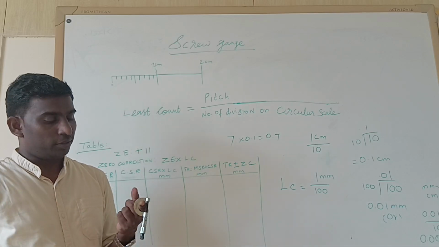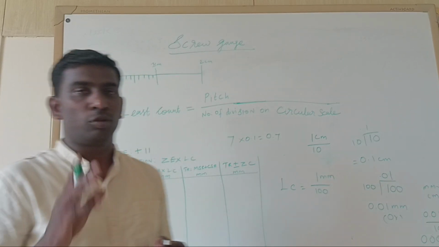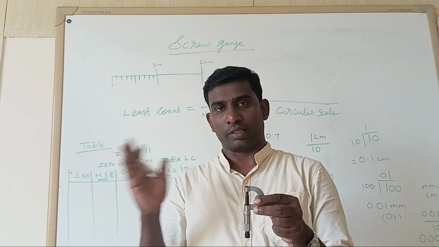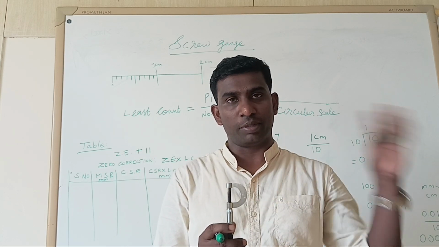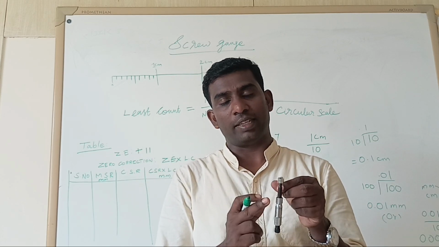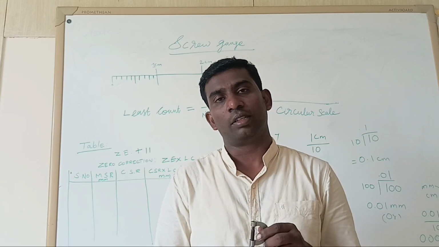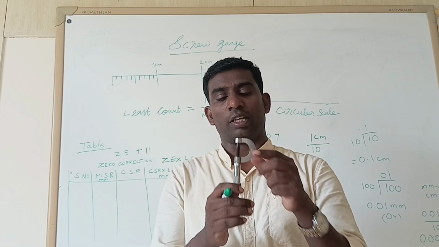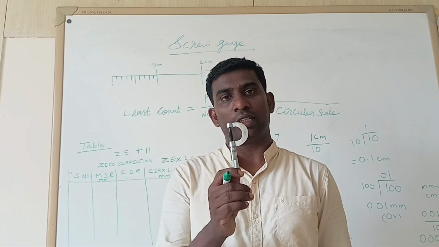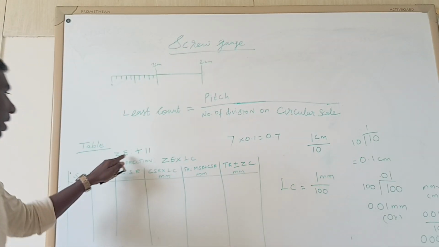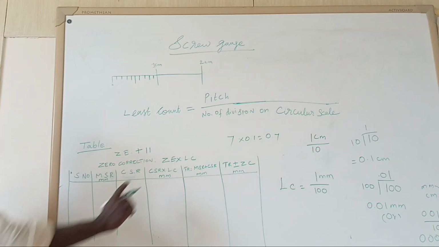This is more important, so you can understand. Only one thing you keep in your mind: right side means positive error, left side means negative error. From this line, right side and left side. That is why you keep it like this if you want to see positive error and negative error. So there are 11 lines, which is a positive error.